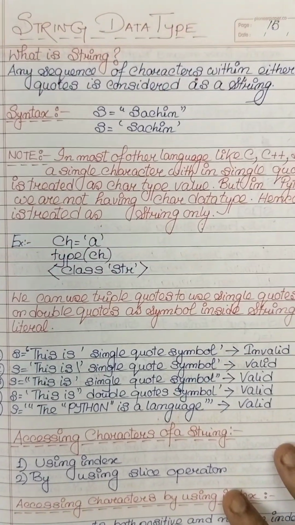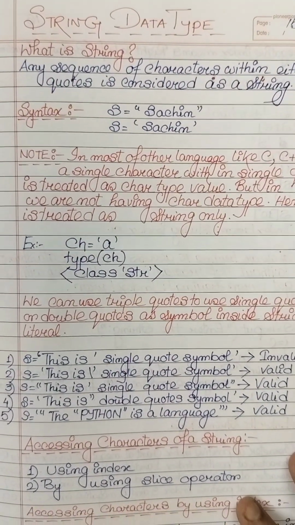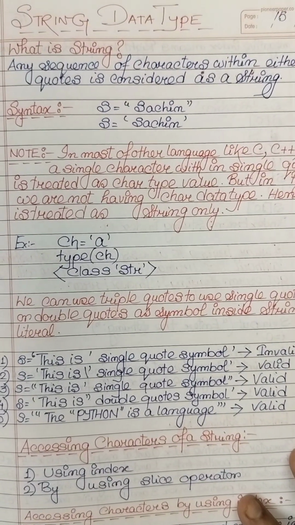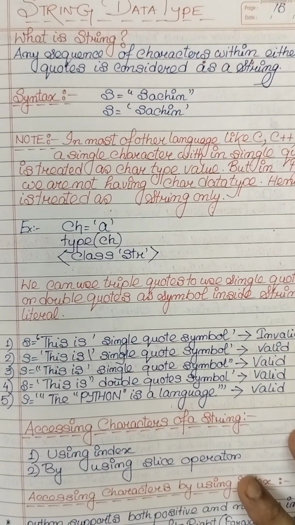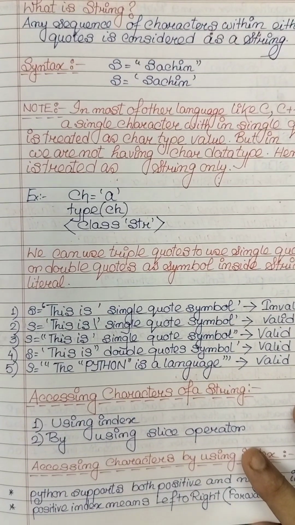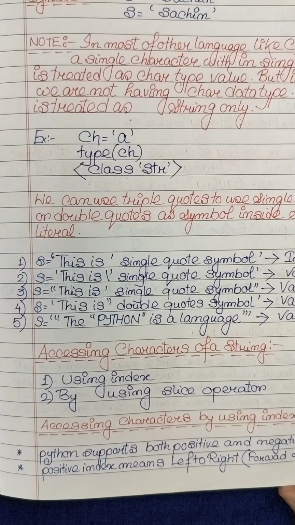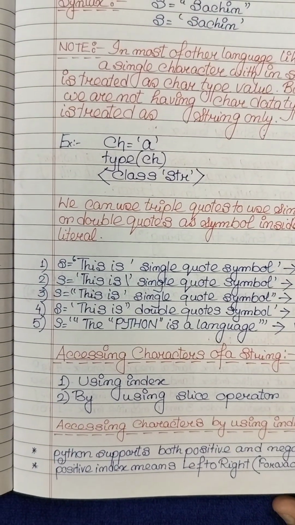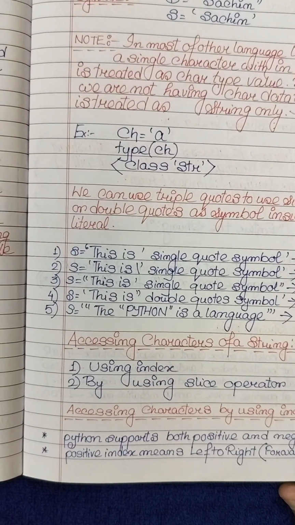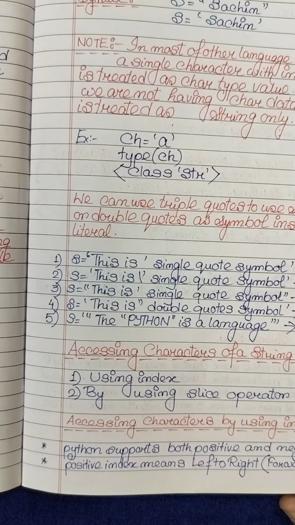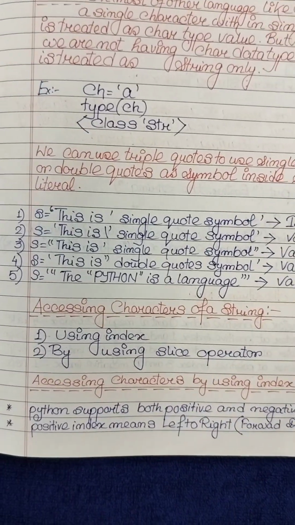In the last class we started the string data type and already read about what a string is, its syntax, notes and many other things. Accessing characters of a string can be done in two ways: using an index or using the slice operator.